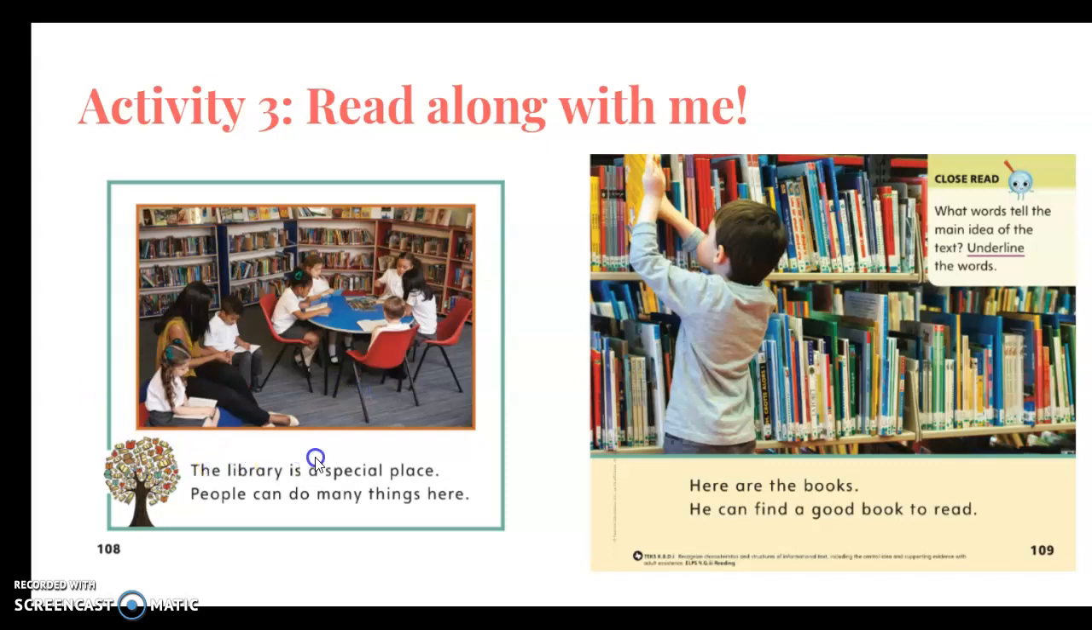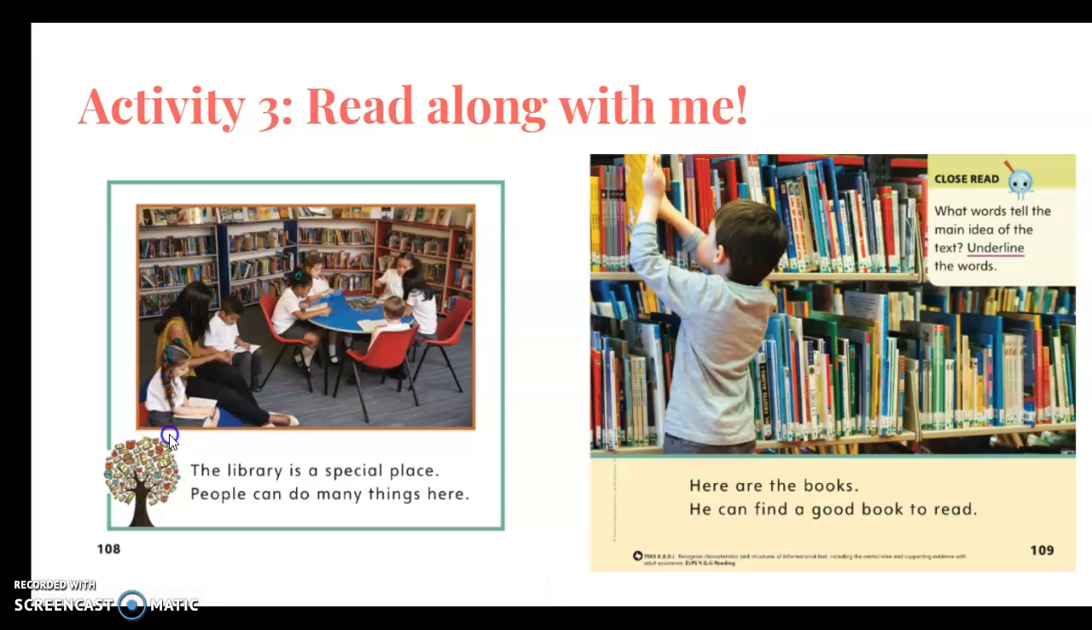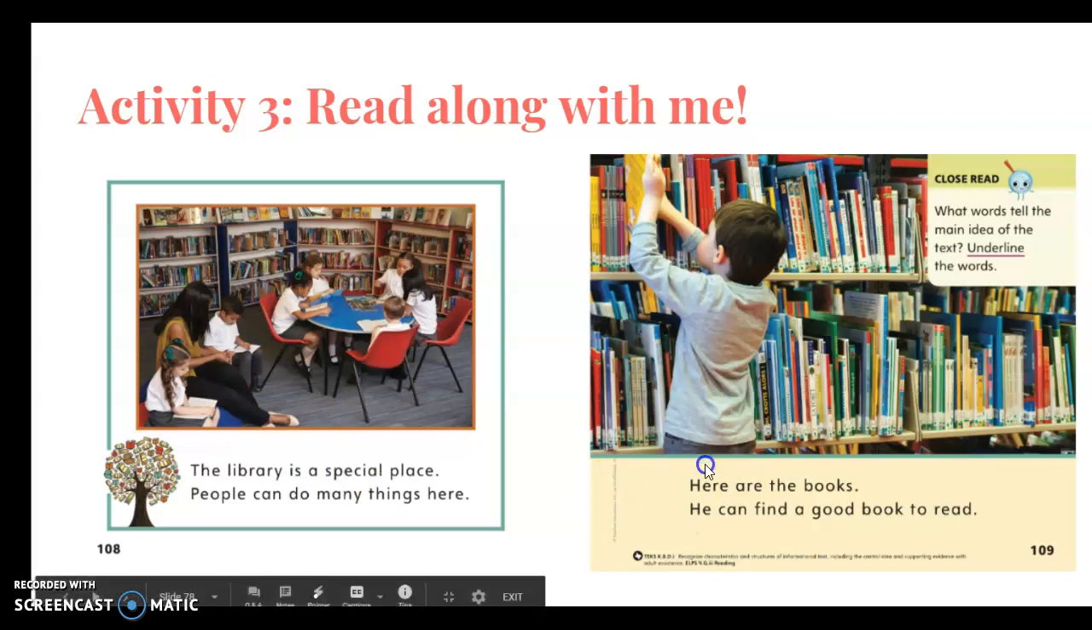The library is a special place. People can do many things here. So this is one of the details from the story. They're showing you different things you can do at the library. And these children are together at a table. They're looking at books together. So that would be one of our details.